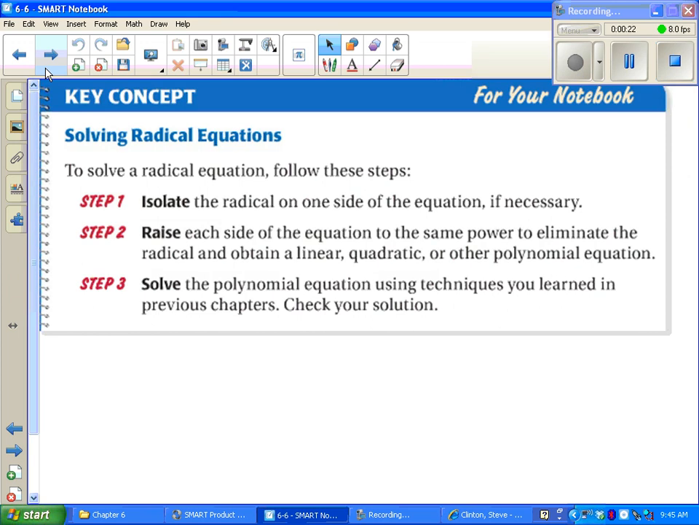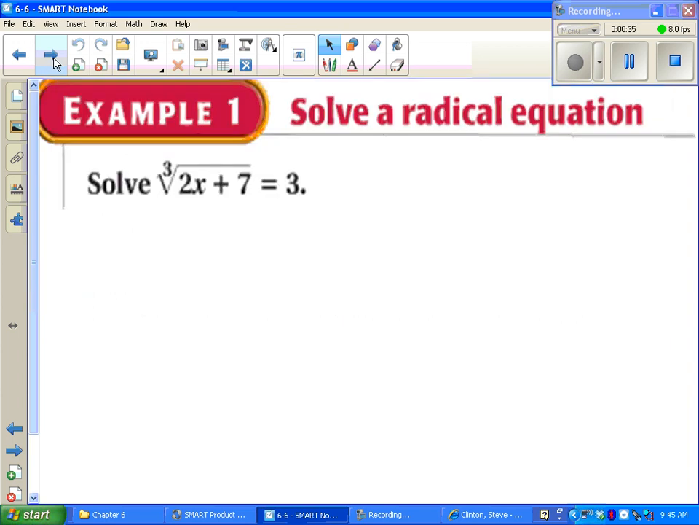The new ideas are we're going to raise both sides to a certain power. If it's a square root, we raise to the second power. If it's a cube root, we raise to the third power, and so on. Then we solve using techniques that we already know. So let's dive right in.